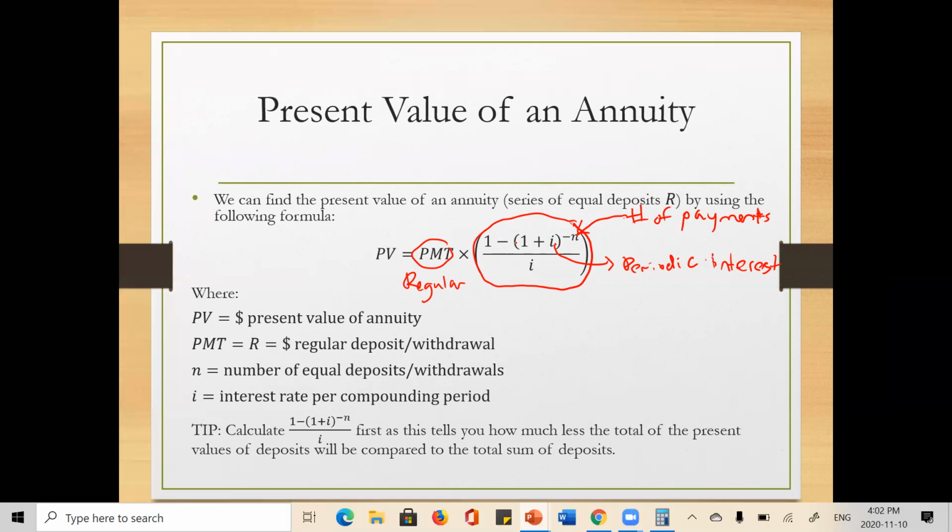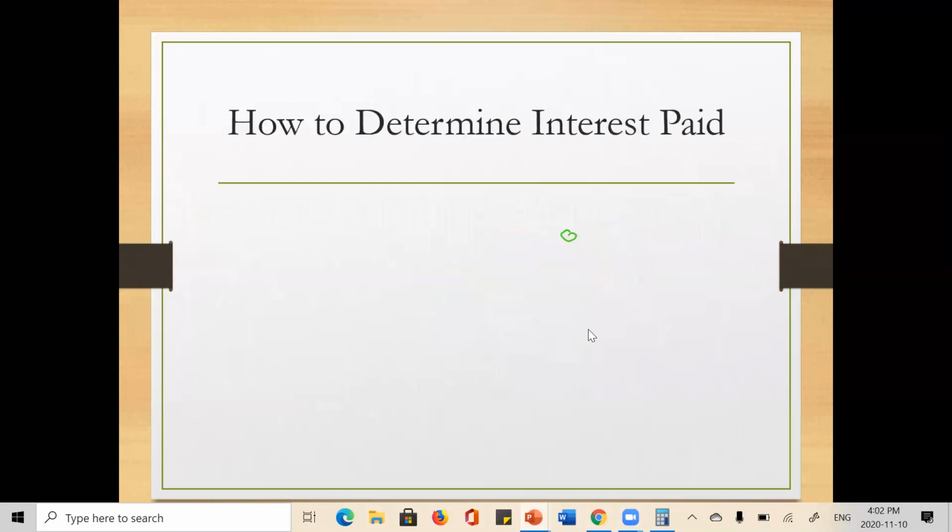The one big difference you're going to notice is that there's a switch in order. Before it was 1 plus i to the power of n, minus 1. Now it's the other way around: 1 minus 1 plus i to the power of negative n. The other big thing you're going to notice is that the exponent is going to be negative, so you really have to watch out for that. I'll show you on a calculator how to actually carry this out.